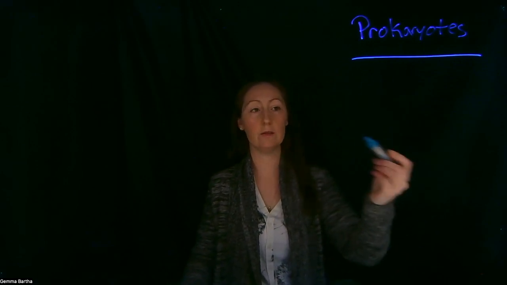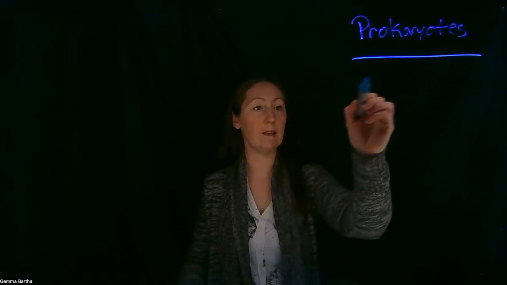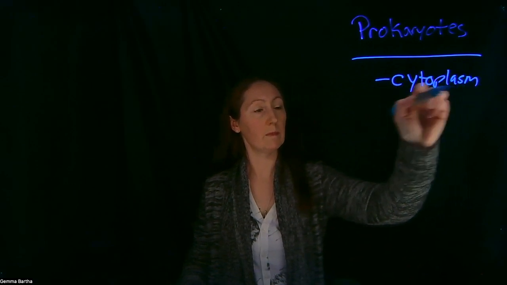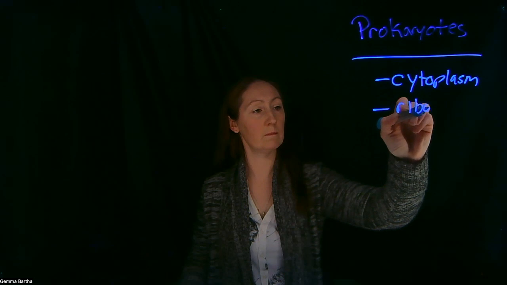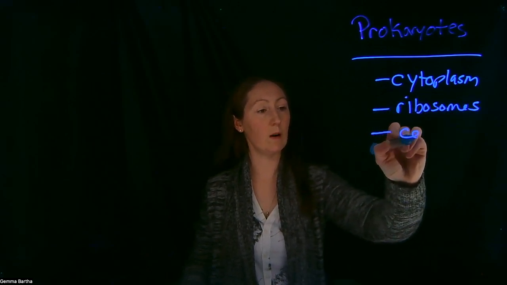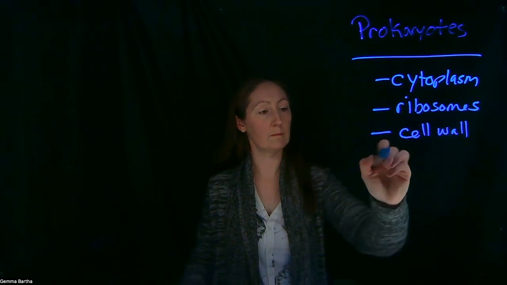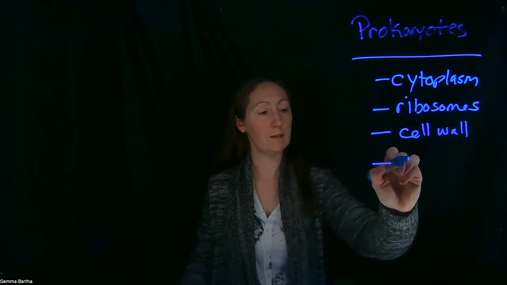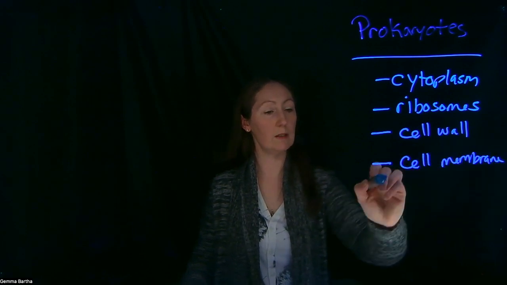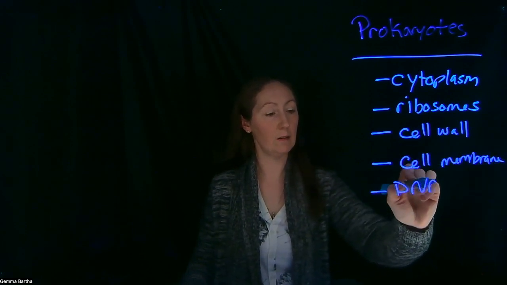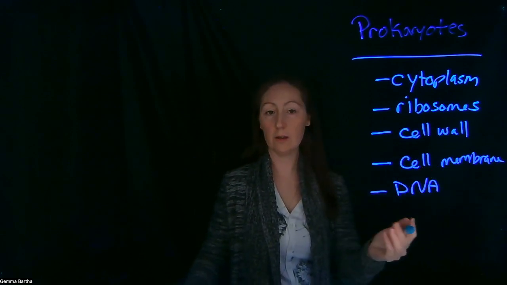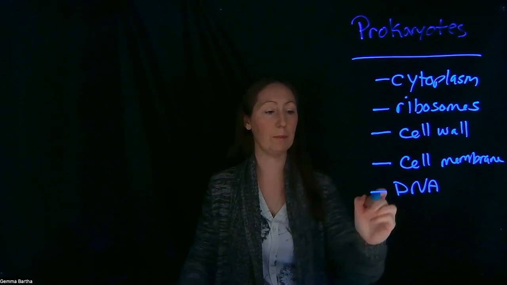They are single cellular. They contain cytoplasm, ribosomes, a cell wall, and a cell membrane. They also contain DNA, but they don't have a nucleus. So their DNA is circular, and they do also have plasmids.